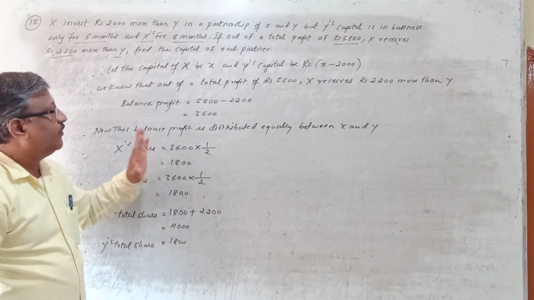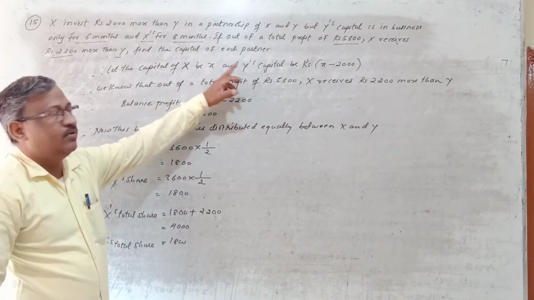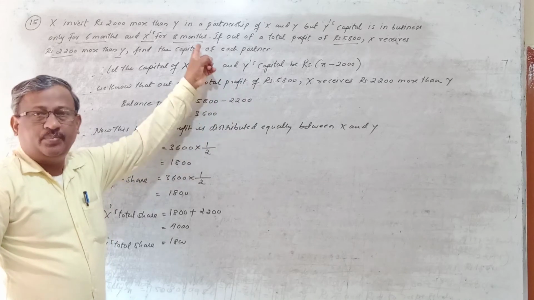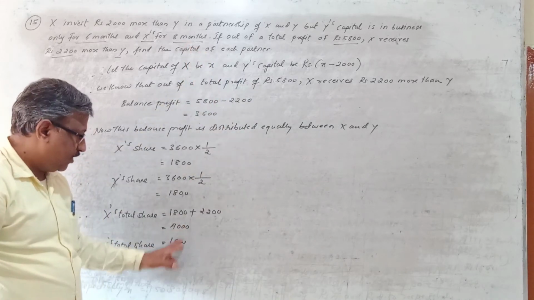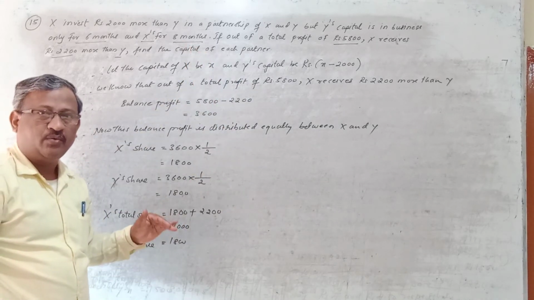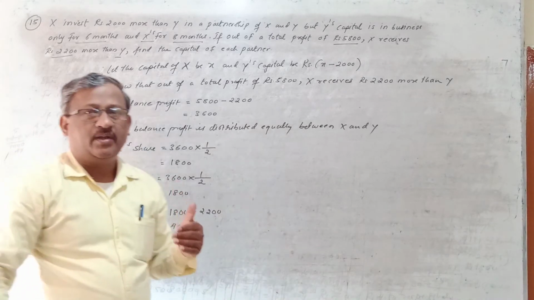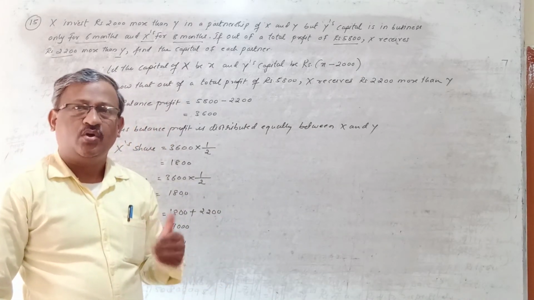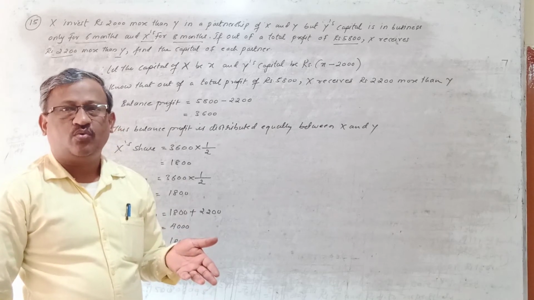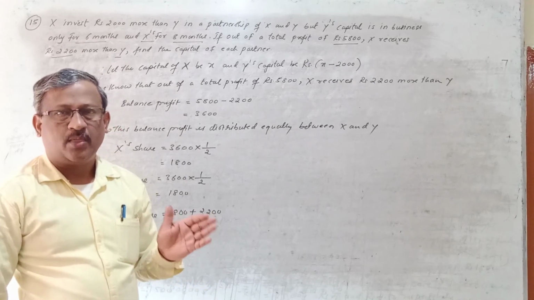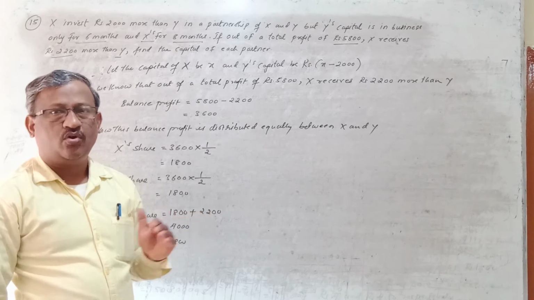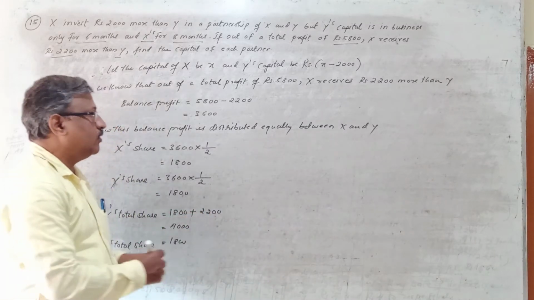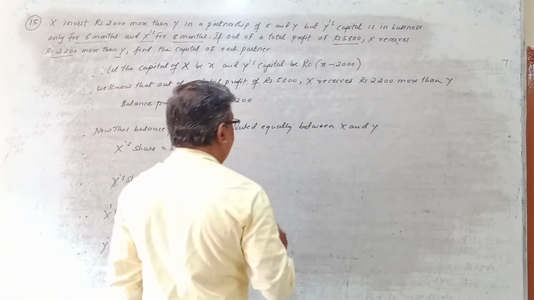Right. Now everything is known. We know the capital of X, capital of Y, time is also given in the problem, and share of profit is also known. So now what I want to calculate? I want to calculate the capital ratio and profit sharing ratio, because we know capital ratio always remains equal to profit sharing ratio. Capital ratio and profit sharing ratio always remain same. So now we can write it.